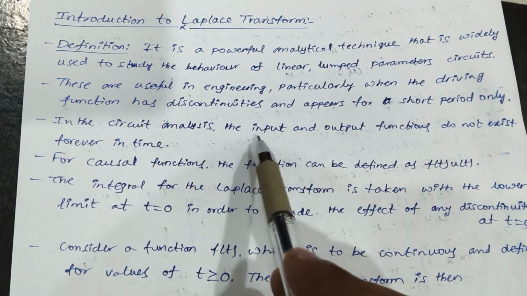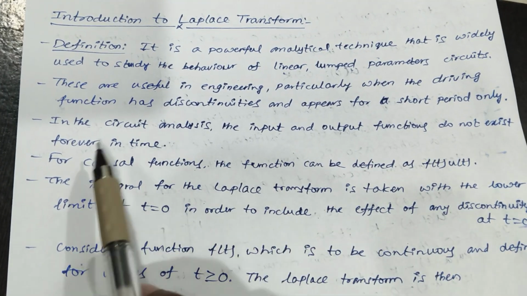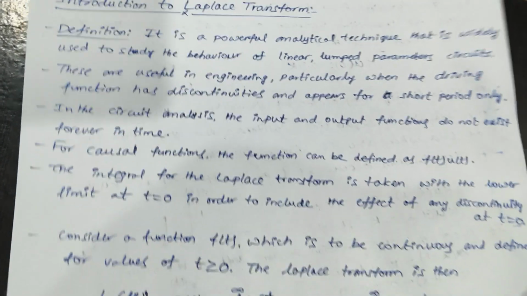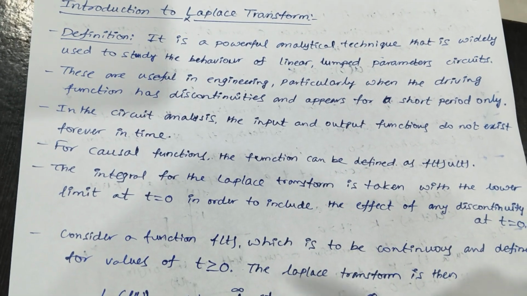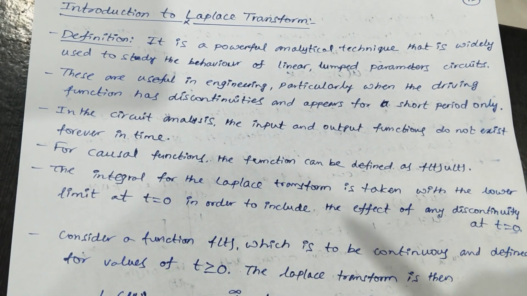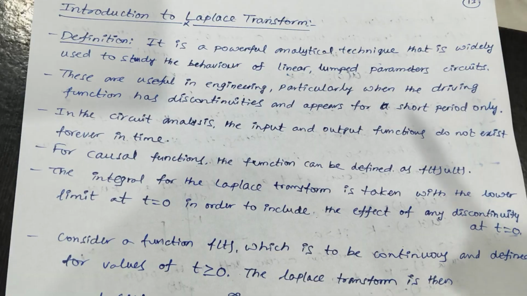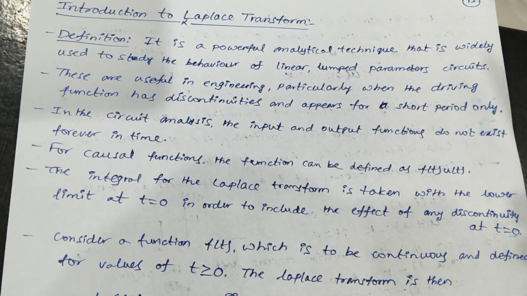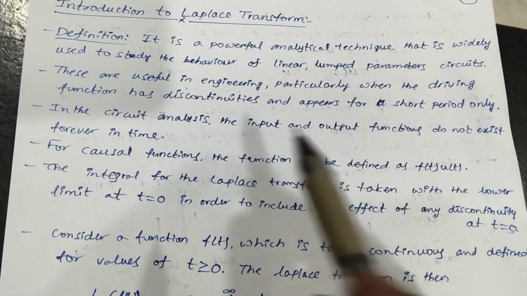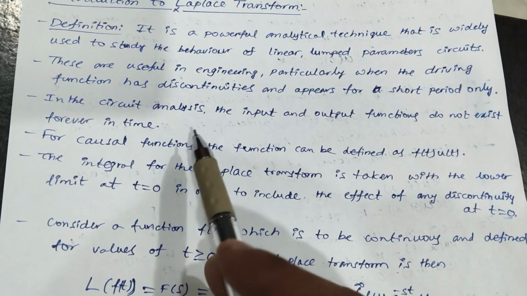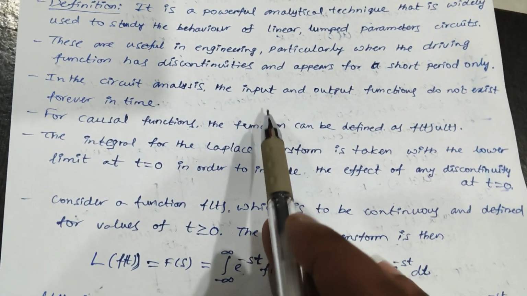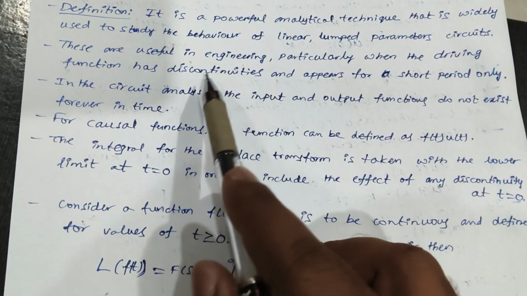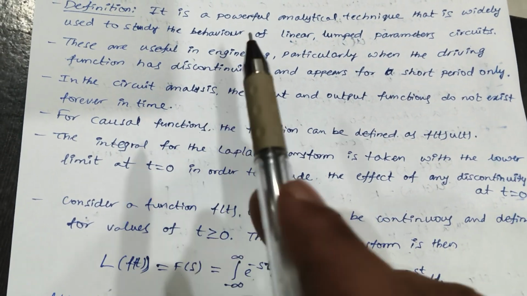In circuit analysis, the input and output functions do not exist forever in time. So we cannot keep it just like that. Always we need not turn on, always we need not turn off, right? Sometimes the application requires continuous turn on and turn off, or sometimes we have to turn on and turn off the light or fan like that. So whenever we are using those applications, they experience discontinuities. For that we'll use this analysis.